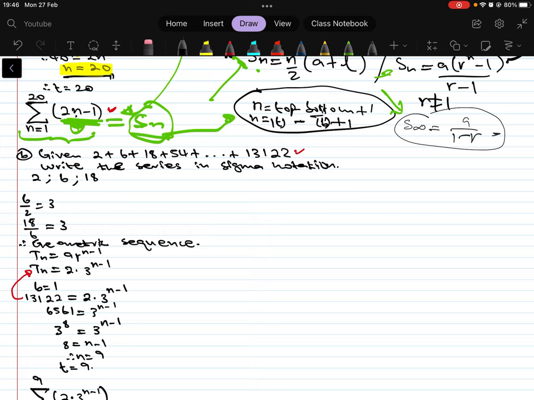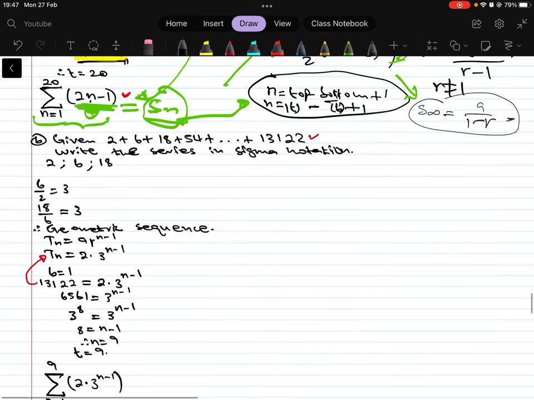So for us to check if it's an arithmetic sequence, what we will do is say 6 minus 2, we get a value which is 4. 18 minus 6, we get a value which is definitely not 4. Therefore, we know that this is definitely not an arithmetic sequence. Rather, we can try now to check if it's a geometric sequence. Checking if it's a geometric sequence, we just divide 6 divided by 2, we get 3. 18 divided by 6, we get 3 again. Therefore, we have a common ratio, which means we have a geometric sequence.